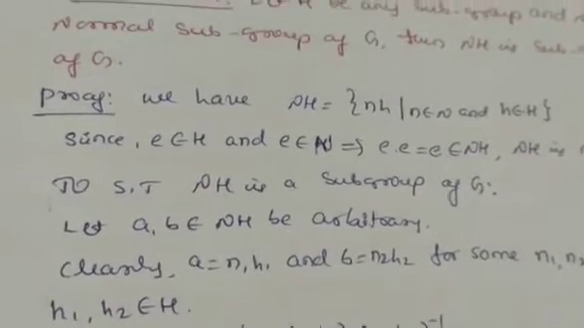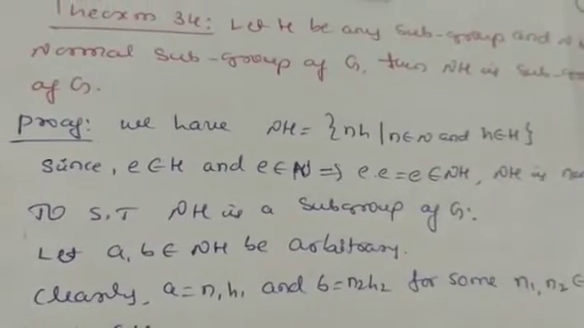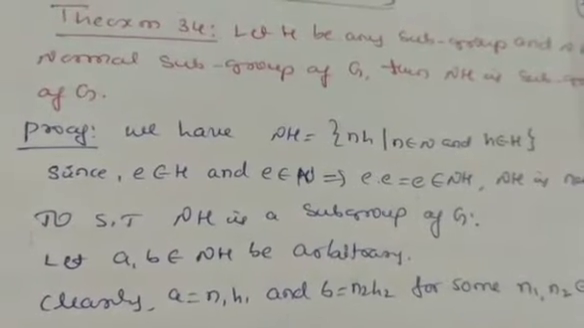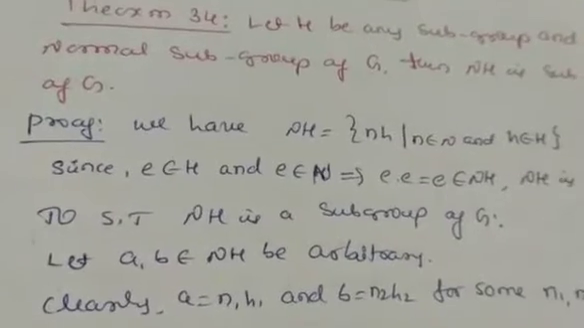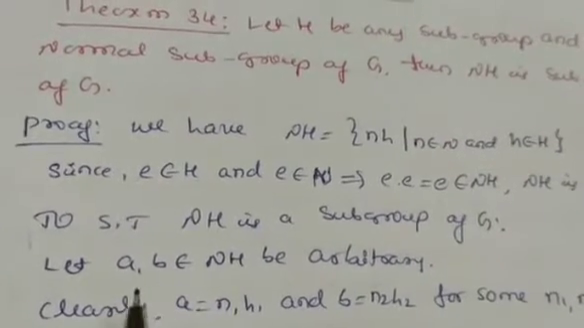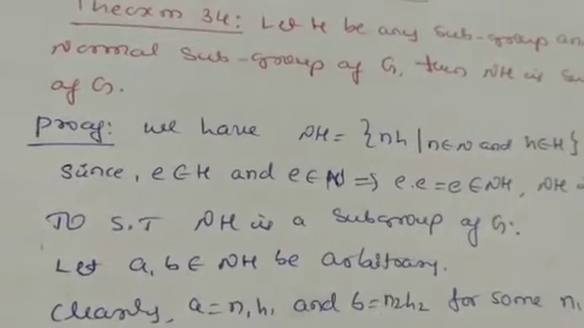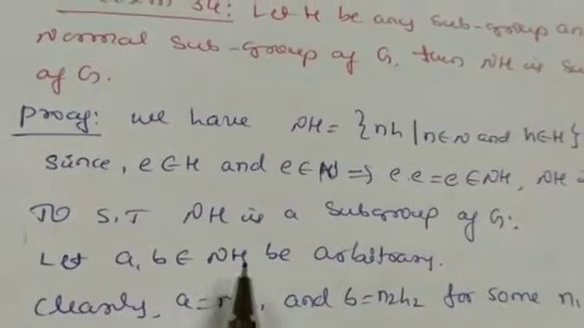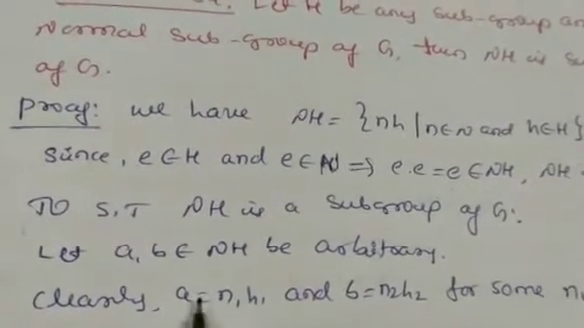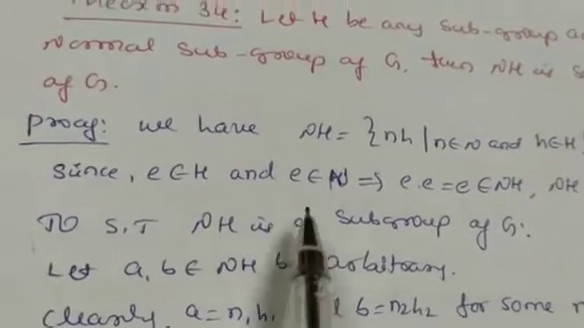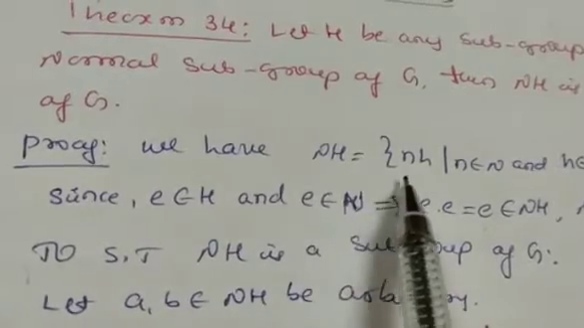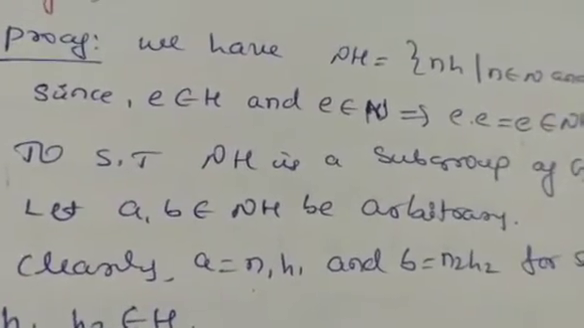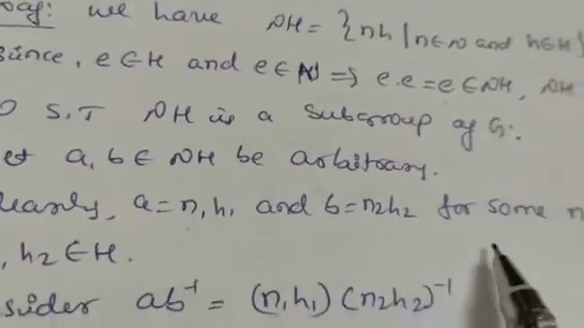Again we know the necessary and sufficient condition for a subset to be a subgroup: it is only if ab inverse belongs to the subgroup, that is, ab inverse belongs to H. So let a, b belong to NH, be arbitrary. Let us take a in the form of n1 h1, because the elements of NH are in the form of n and h. So a is n1 h1 and b is n2 h2. These are some elements of NH here.